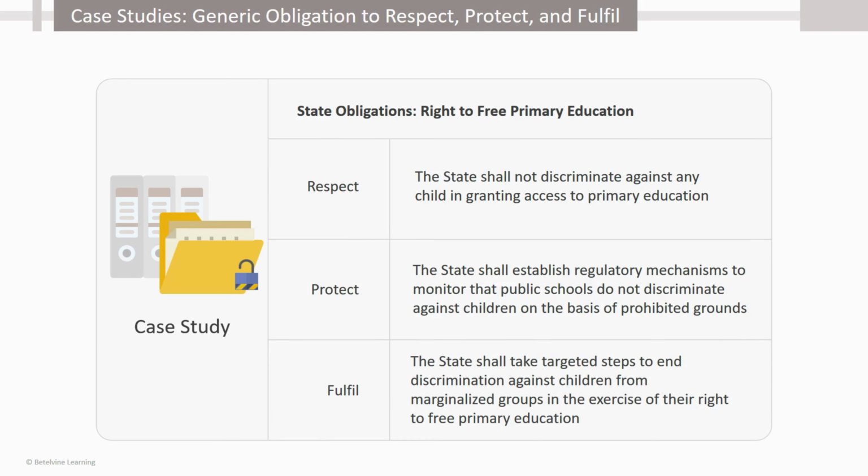Obligation to fulfill. In case children from marginalized groups such as migrant workers, indigenous populations, or children of parents living with HIV/AIDS or the girl child face social discrimination and because of such discrimination are not able to access primary education, state shall take targeted steps to remove such discrimination and encourage parents to enroll their children in schools.